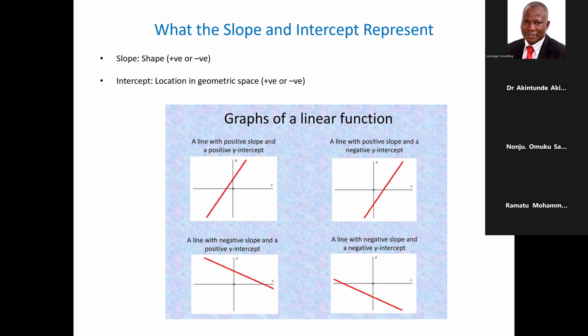So the slope is positive in this second one, and the intercept is negative. The third one, the slope is negative. You can see the slope goes from left to right downward, but the intercept is positive because you can see where it crosses y. The last one, the slope is negative still, but the intercept is negative also.